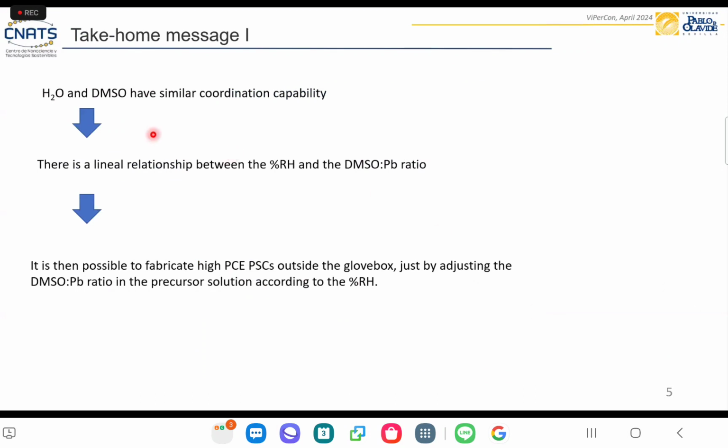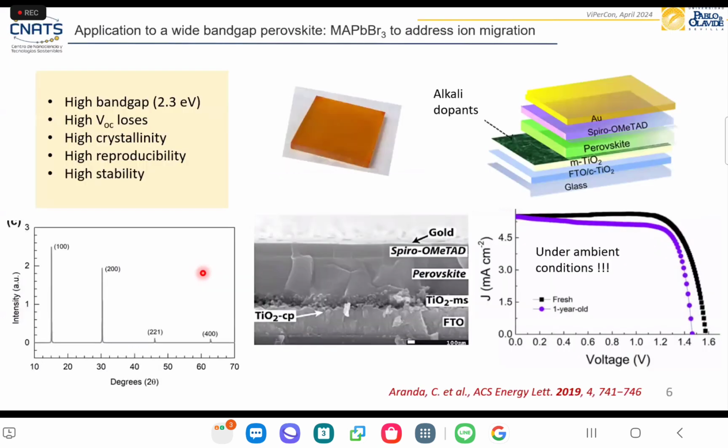So the first take-home message is this one. The water and DMSO have similar coordination capability, and there is a linear relationship between the relative humidity and DMSO-lead ratio. And then, as I said, just balancing these two features, it's possible to have very high quality devices outside the glove box. So taking into account this previous knowledge, we jump into the next target that we have, that was to reduce as much as we can the VOC losses of wide bandgap materials.